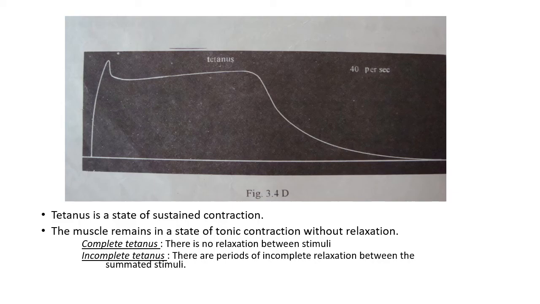Okay, so what is complete tetanus? When there is no relaxation between stimuli. And what is incomplete tetanus or clonus? There are periods of incomplete relaxation between the summated stimuli.